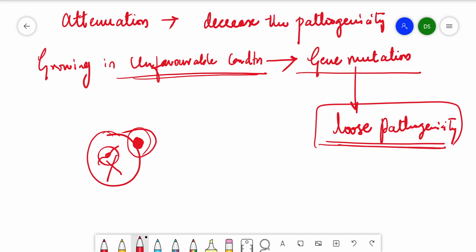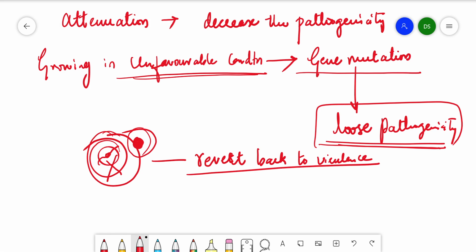Okay, so they have a disadvantage also. So what is the disadvantage? You see here, this has undergone mutation, but it can revert back to its virulence. So the disadvantage is that it can revert back to its virulence.